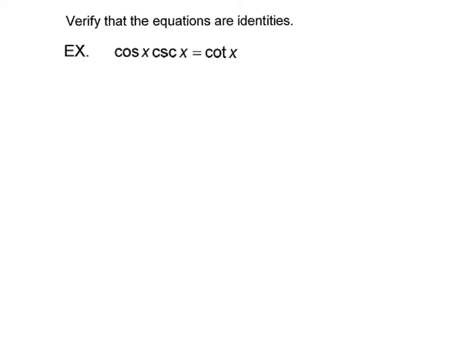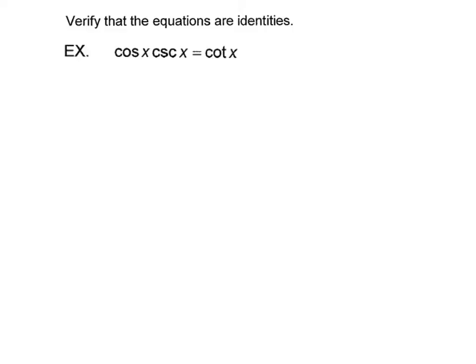To verify that the equations are identities, we want to change the left side and the right side separately by using the identities, and then when the left side looks like the right side, we're finished. So when we look at cosine x times cosecant x equals cotangent x, using our strategies, we ask ourselves, is this expression one of the identities in those boxes?